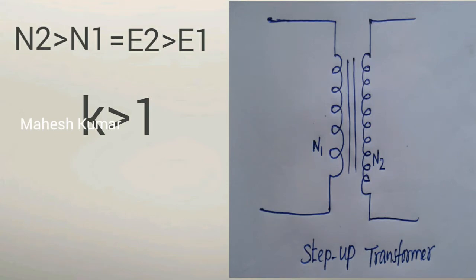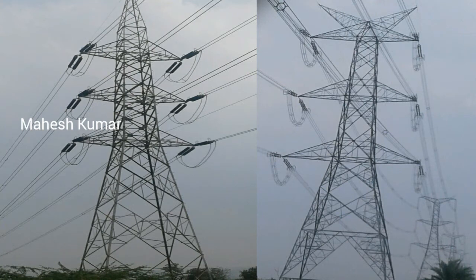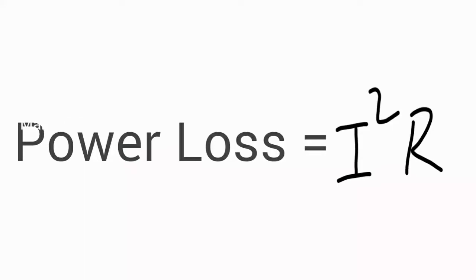Simply, we can say a step-up transformer converts low voltage high current to high voltage low current. Actually, the purpose of a step-up transformer is to reduce the power loss during transmission of electricity through the transmission lines. We know power loss is the product of the square of current and resistance. That means power loss is equal to I square into R. To reduce the power loss, we need to reduce the current. So by using a step-up transformer, the current is reduced and the voltage is increased.